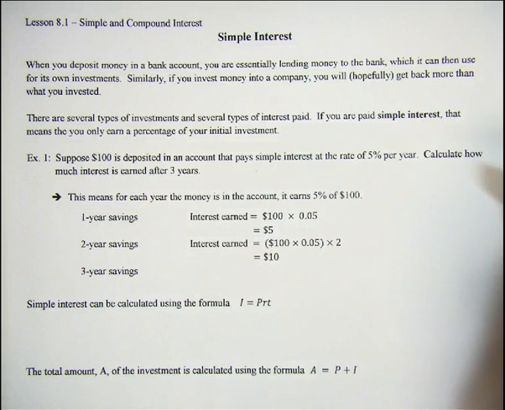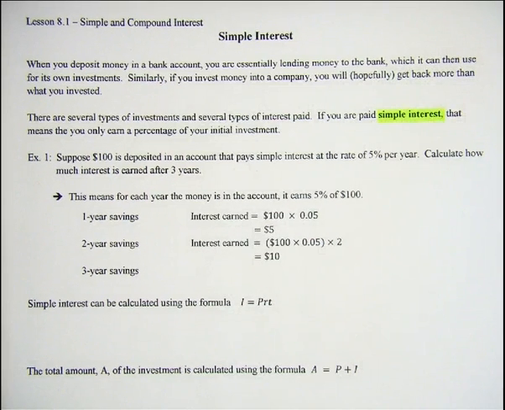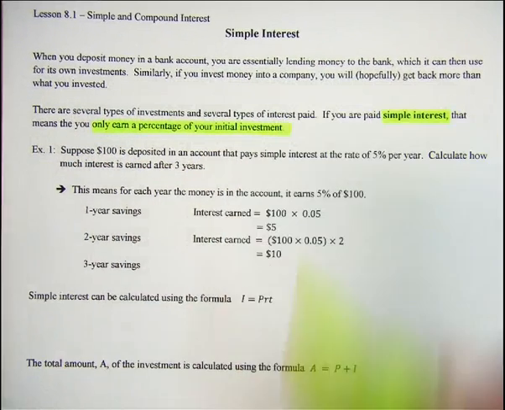And there are lots of different types of interest paid. The first one we're going to go over is simple interest, which means that you earn just a percentage of your initial investment. So take this first example. Suppose $100 is deposited in an account that pays simple interest at the rate of 5% per year. Calculate how much interest is earned after 3 years.